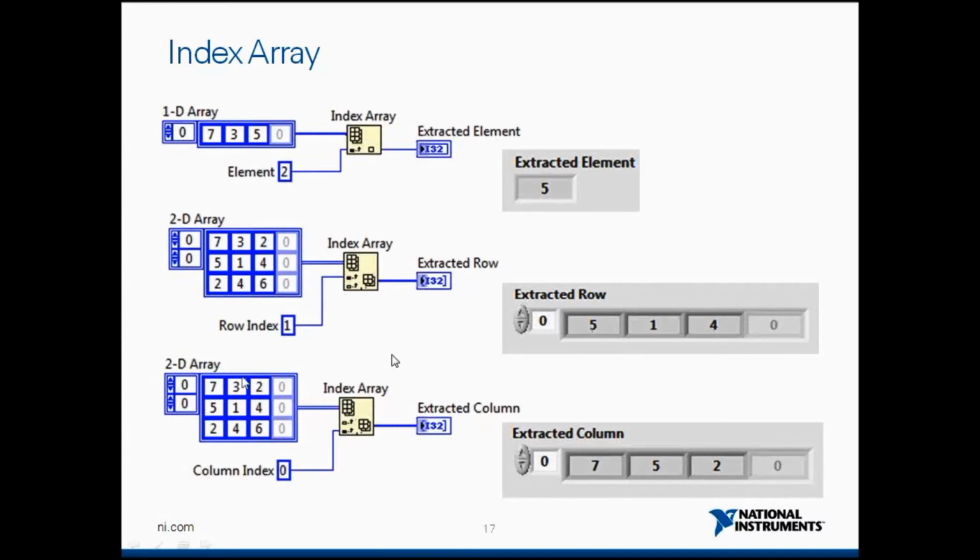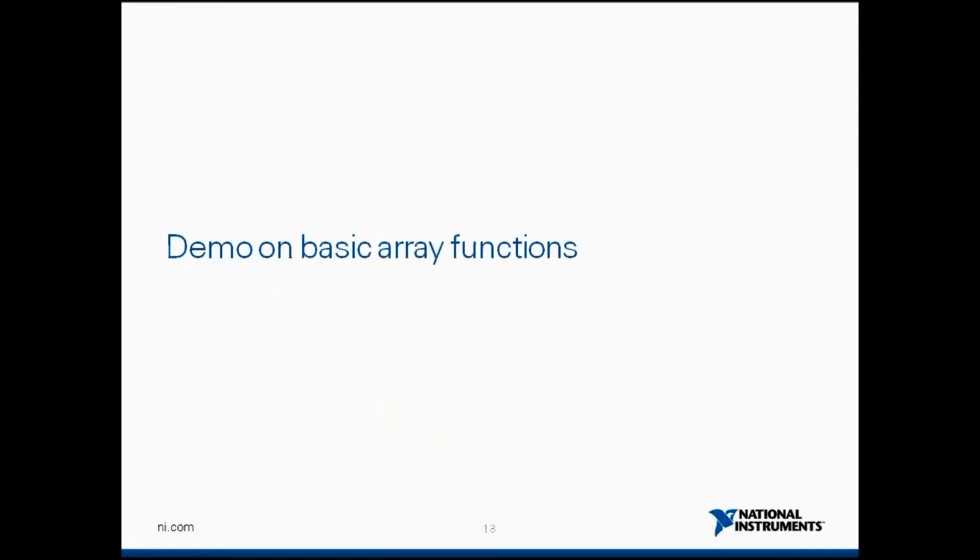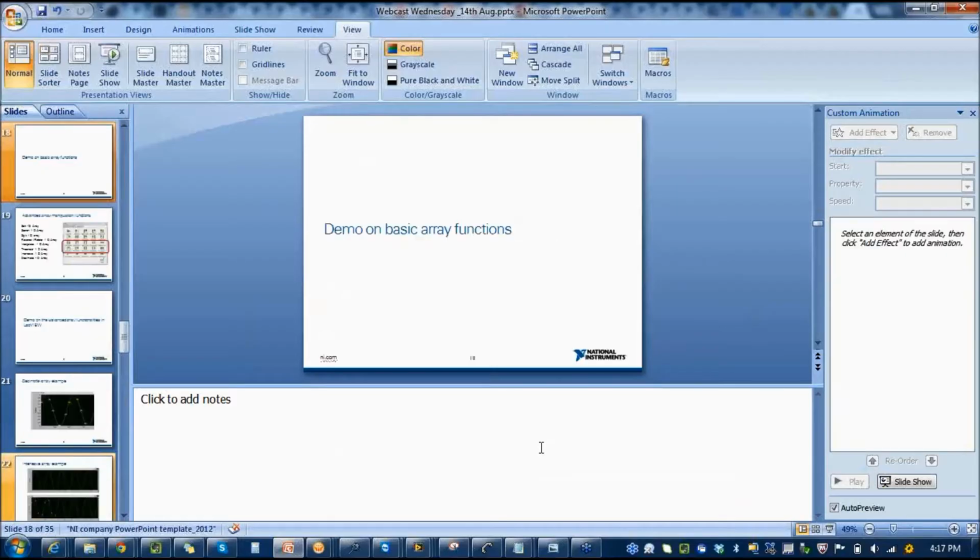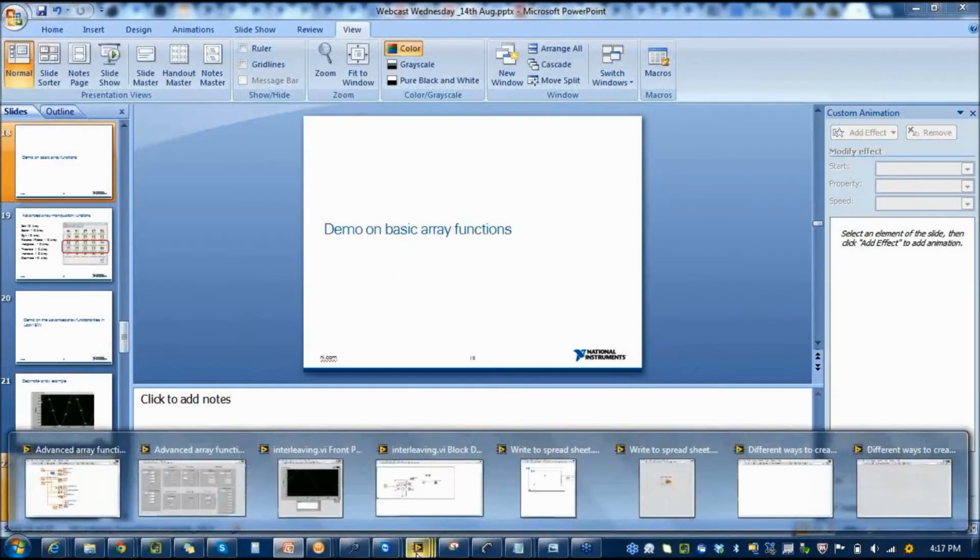Similarly, I can also extract a column, just like I extracted an index. So here I'm giving column 0, and column 0 is nothing but 7, 5, and 2. And thereby I get an output of 7, 5, and 2. Okay, now let's get on to programming this in LabVIEW.